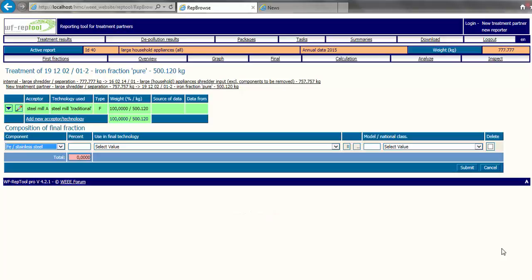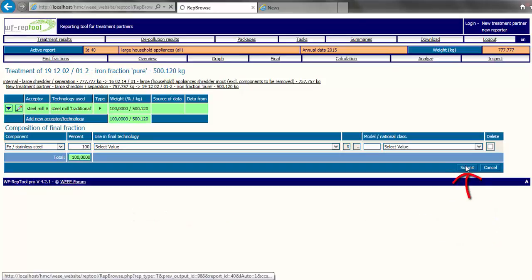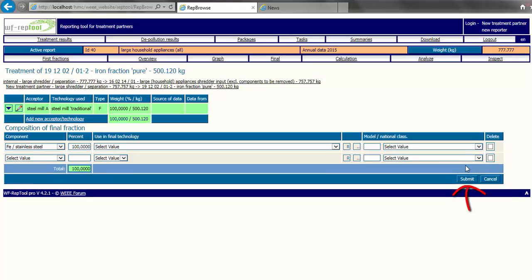For a pure fraction, with a share of less than 2% impurities or non-target fraction, you may enter 100% of the component. You may remember the video on how to fill in data on first fractions, where I explained that we agreed to call a fraction a pure fraction when there are less than 2% impurities or non-target material in weight percent included in the fraction. Press the submit button to confirm and to take over data.